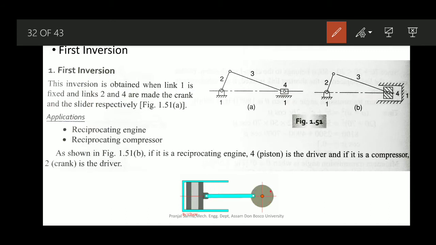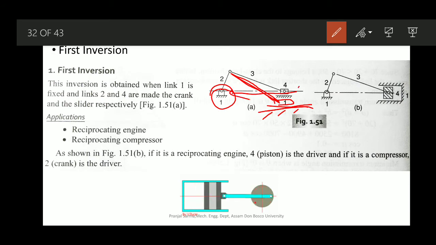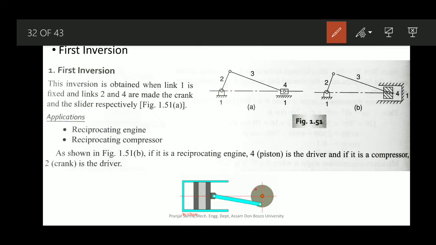Now different configurations of the slider crank mechanism are also possible, as we have already discussed. We may have an offset type of slider crank mechanism, where the position of the slider and the crank center line may not coincide, and there is some offset between them. This type of slider crank mechanism is known as the offset type.